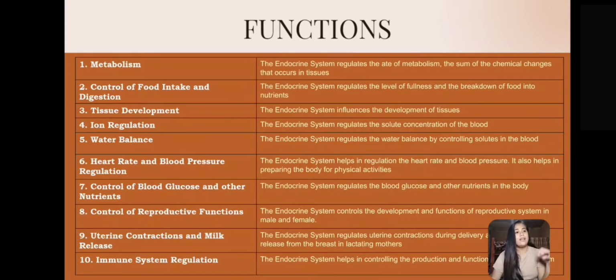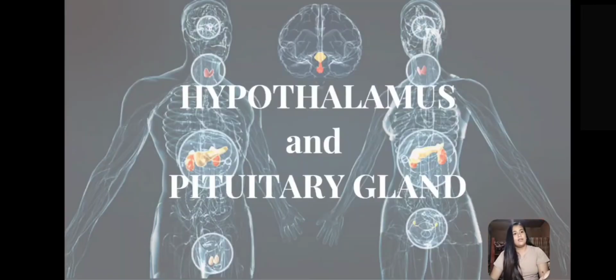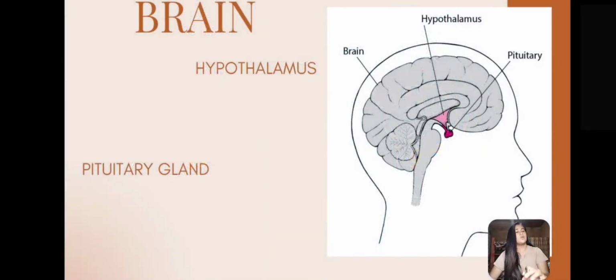So now, let us go on to the different glands of the endocrine system. We have here hypothalamus and pituitary glands. In our brain, there are actually 3 glands. First is the hypothalamus, next is the pituitary, and next is the pineal gland, which will be reported by my partner, Miss Paraso.